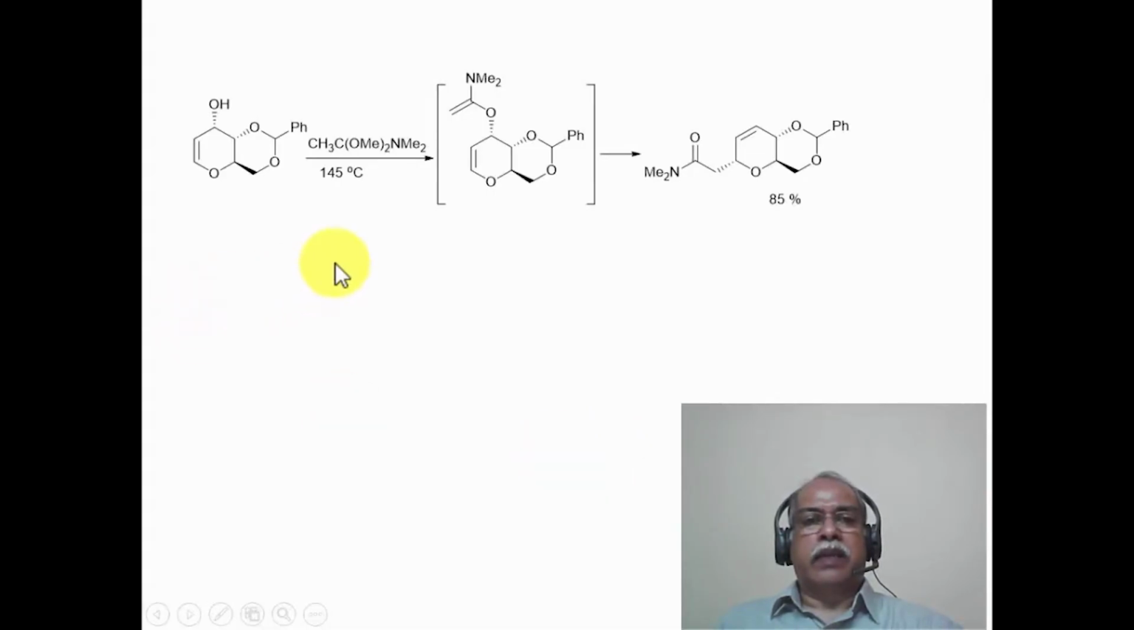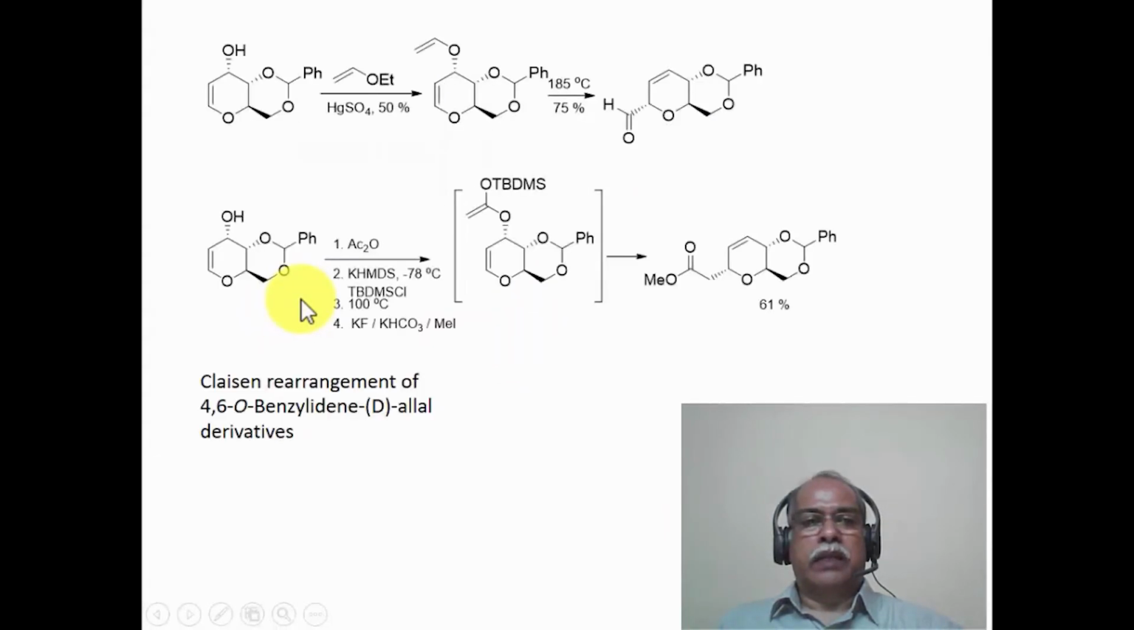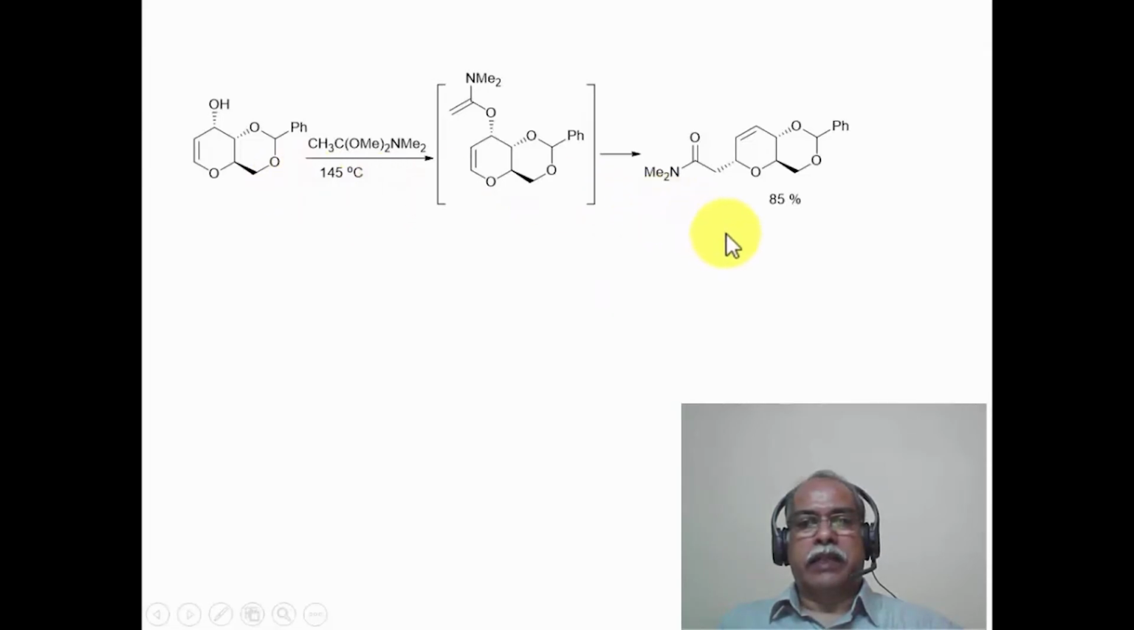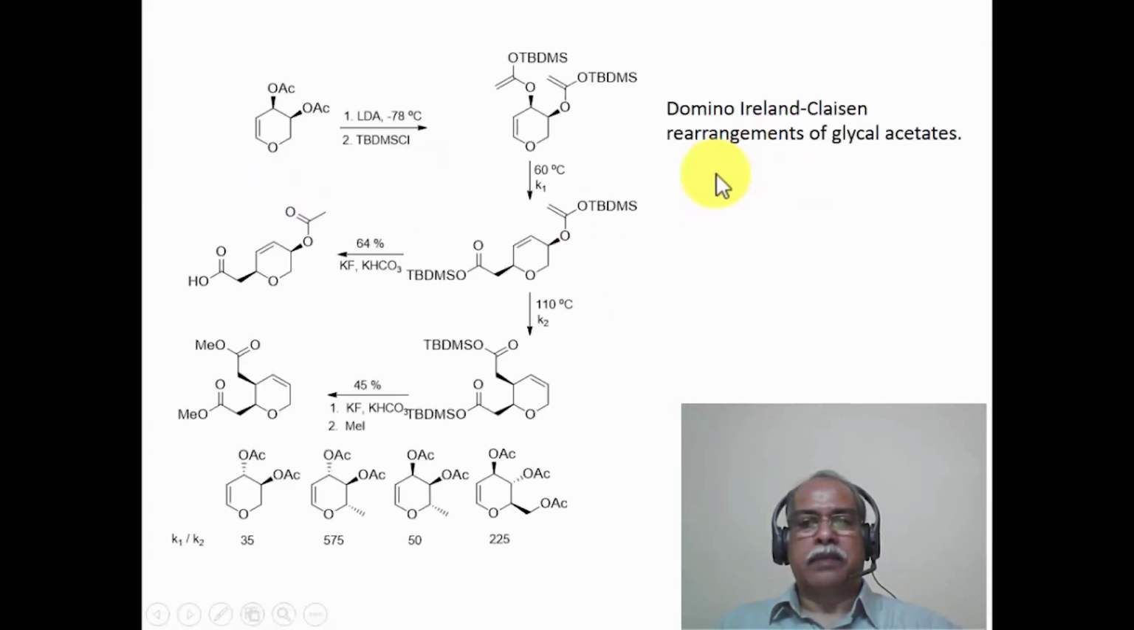The Eschenmoser variation is what is depicted here. The D-allal derivative is taken, and it is converted into a ketene silyl acetal, an amide version of the system, which undergoes the Eschenmoser-Claisen rearrangement to give the gamma delta unsaturated carboxamide under this reaction condition. So the D-allal derivative has been tested to undergo the simple Claisen rearrangement, the Ireland Claisen rearrangement, as well as the Eschenmoser-Claisen rearrangement to give the corresponding acid derivatives as the case may be.